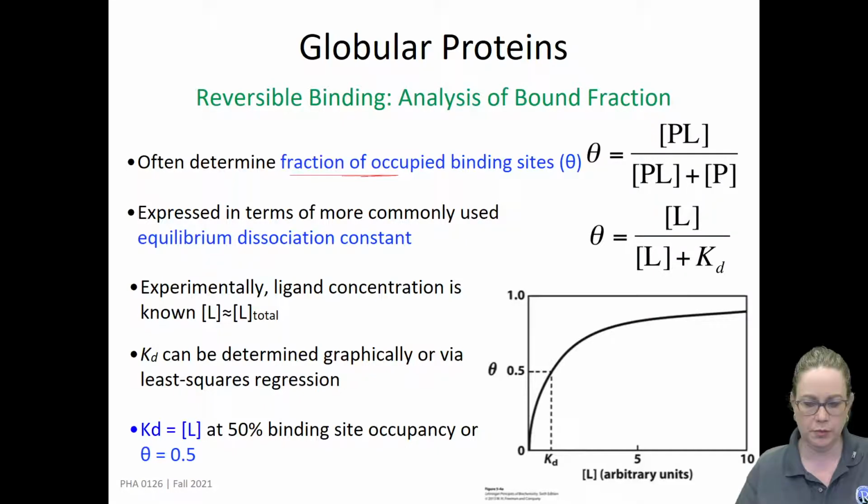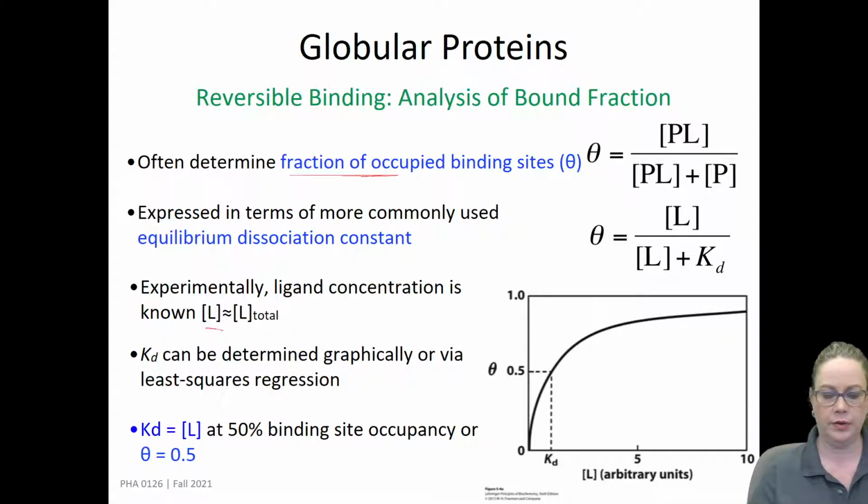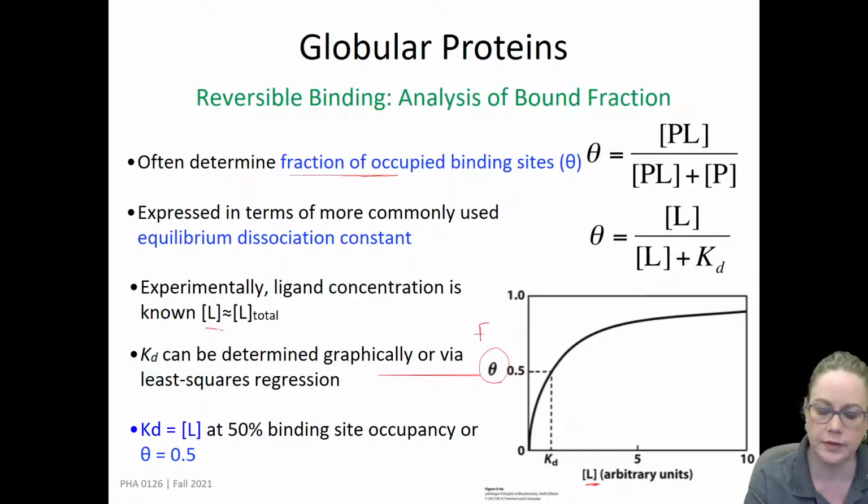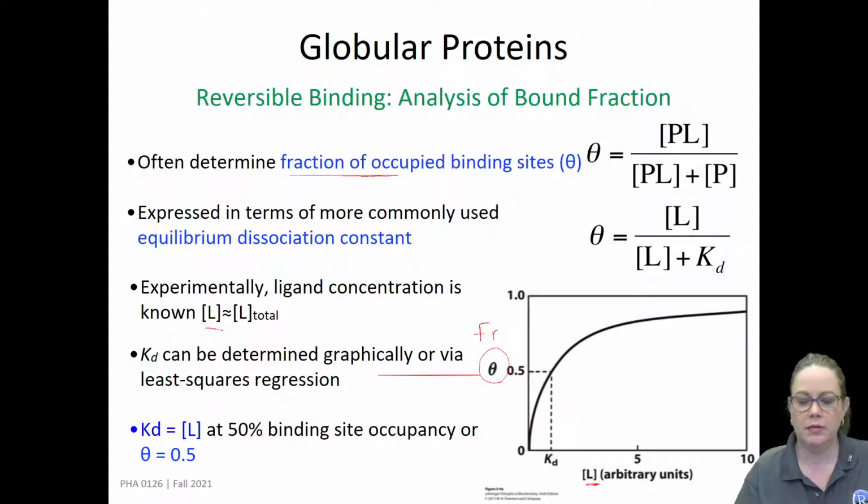Under these experiments, what we're assuming is that the value of the ligand that we're measuring is comparable to the total ligand. What we're going to do graphically is plot our ligand concentration on the x-axis. We can plot this as the fraction of occupancy, or we'll have a couple of different terms, but largely this value is going to be the fraction of the binding sites that are occupied.